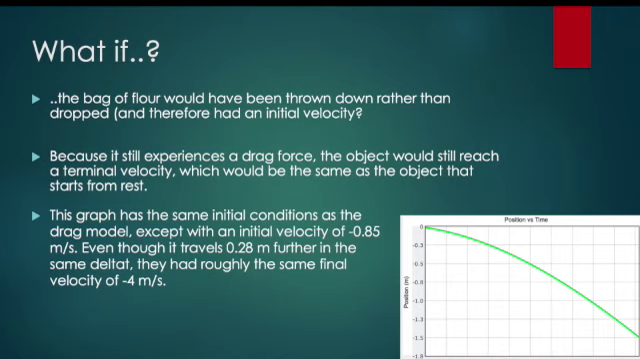And here at the bottom right, I have a graph of the same model as the model with drag, but now instead of zero initial velocity, with a velocity of negative 0.85 meters per second. We see that it traveled a larger distance in the same amount of time because it started with a larger velocity. But despite that, they both had roughly the same final velocity of negative 4 meters per second, which would be the terminal velocity for both models.